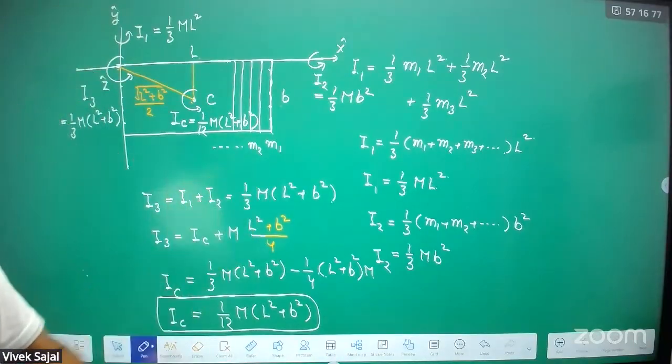Okay? This will be the different moments of inertia I have calculated about different axes here.